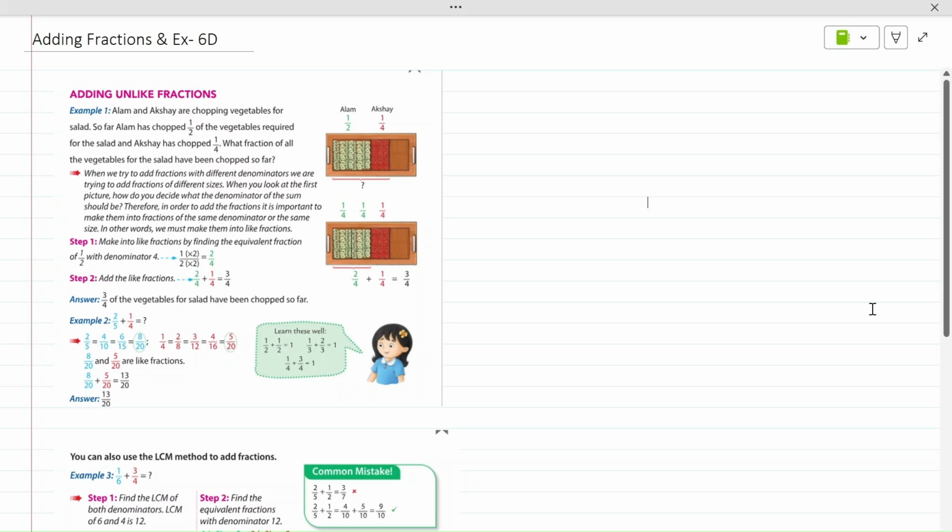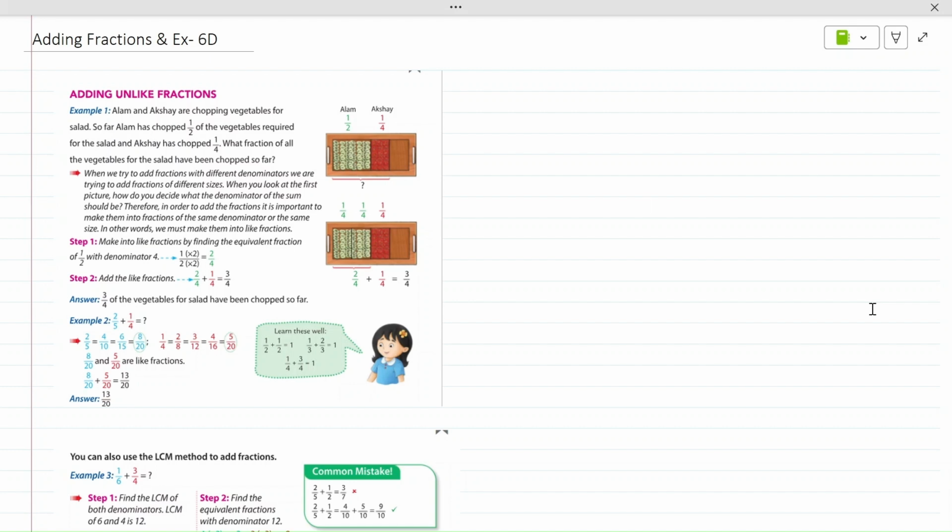Hello kids, in today's class we are going to start with the addition of fractions and we have exercise 6D based on that. So I hope that you have practiced the questions where we have compared the fractions, both the like and unlike fraction and the 6D exercise. Okay, so now let's start with the addition of the fractions.